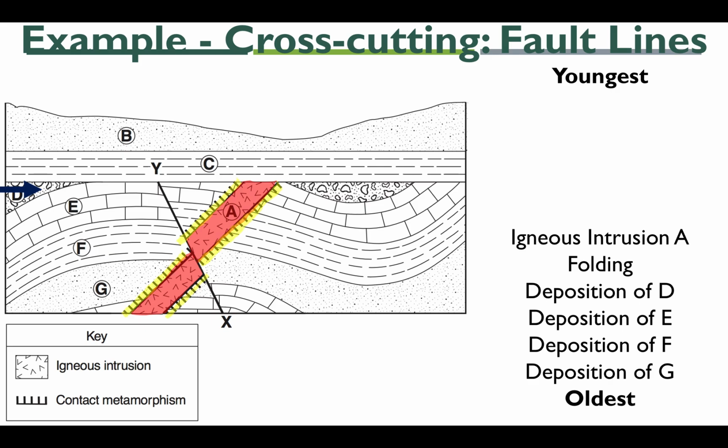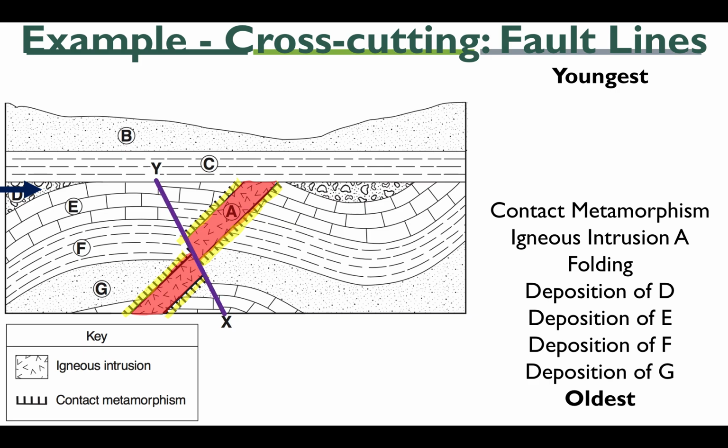And then you see the symbols for contact metamorphism. You can't contact something that doesn't already exist. So all those rock layers, deposition of G, F, E, and D, happened first, then they were folded, and then igneous intrusion A happened, and you can see the contact metamorphism on certain parts of those layers.